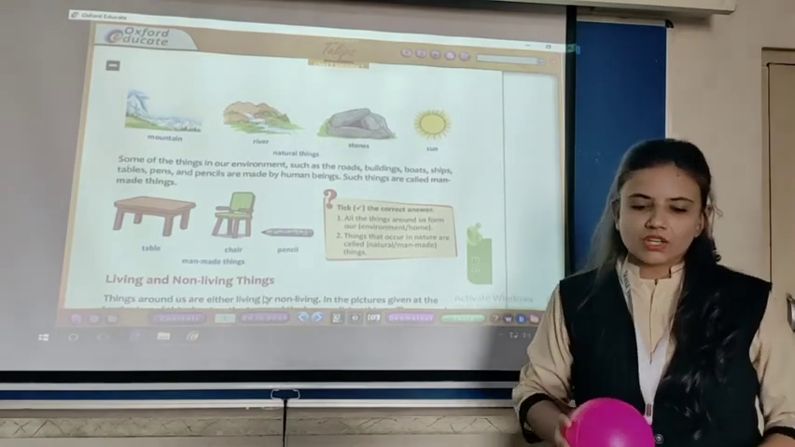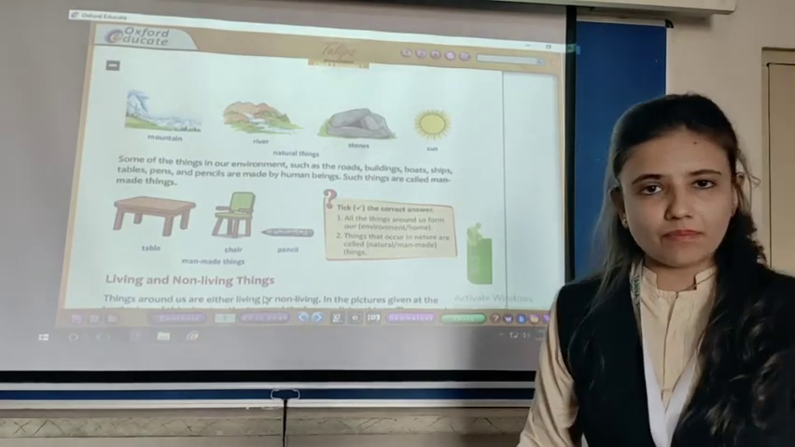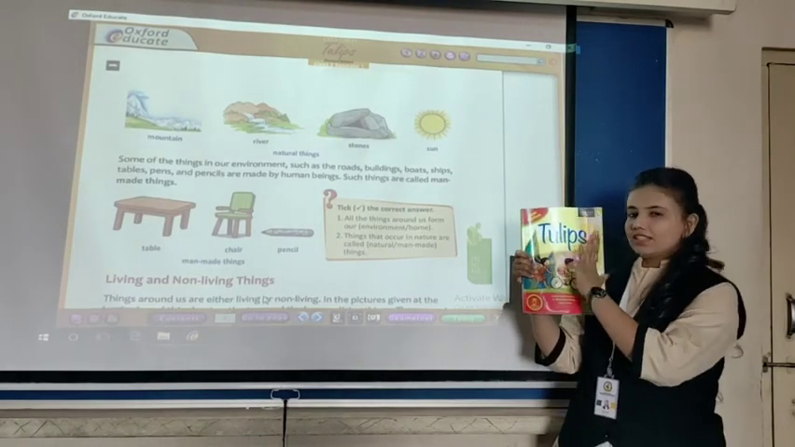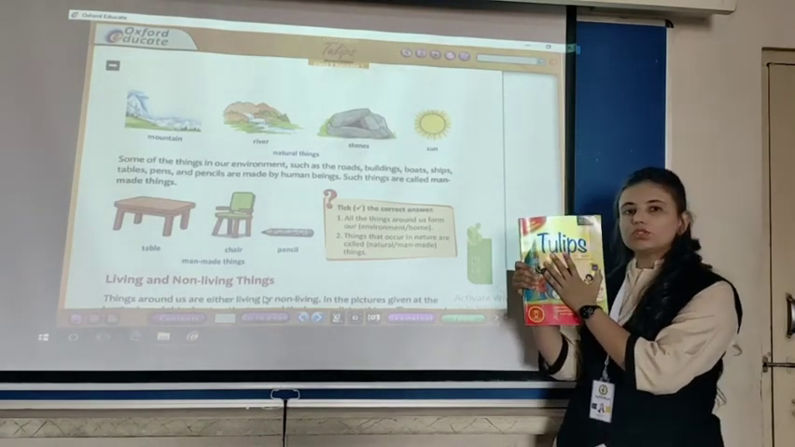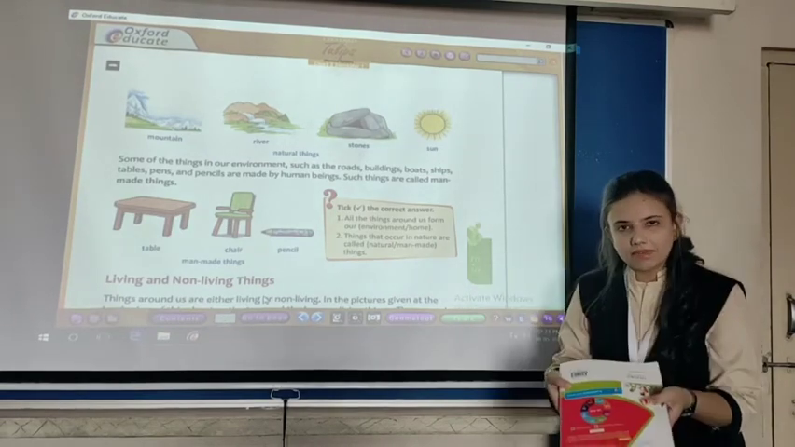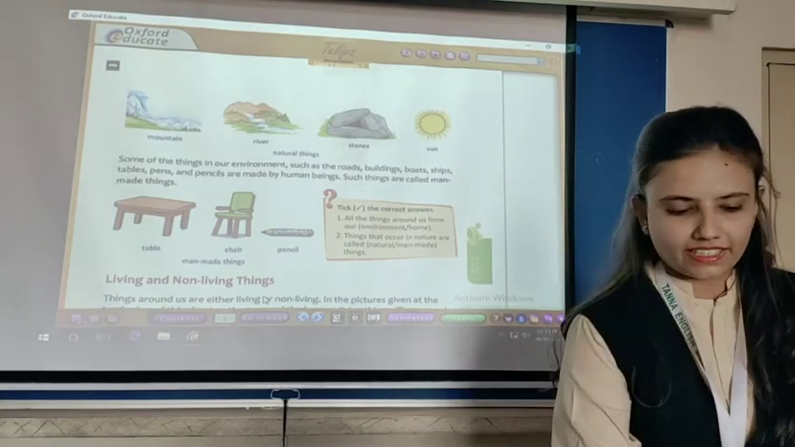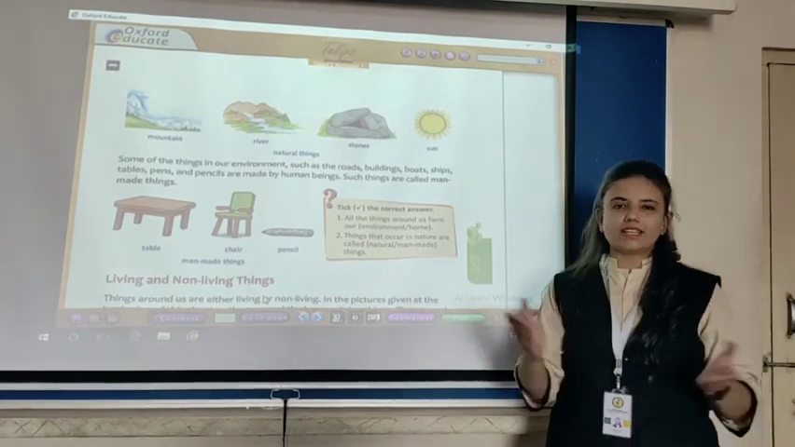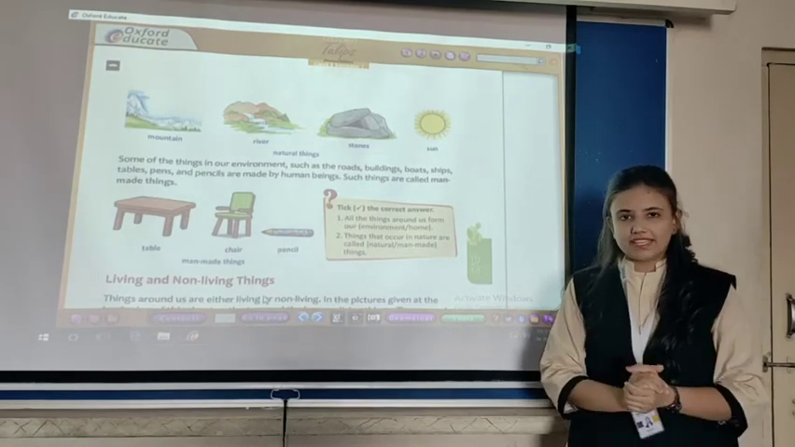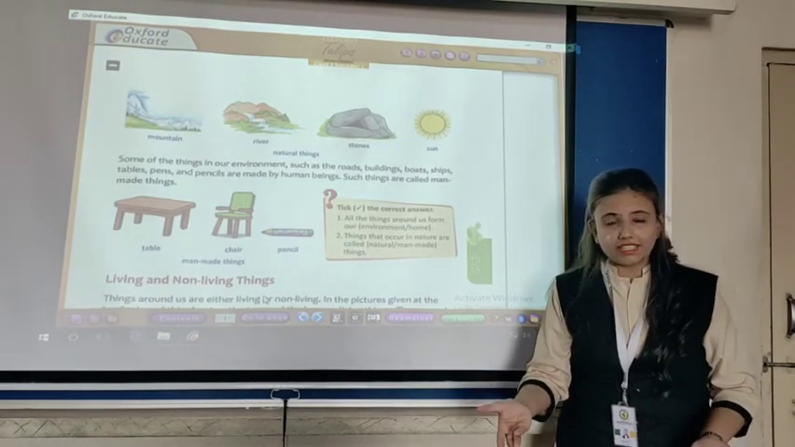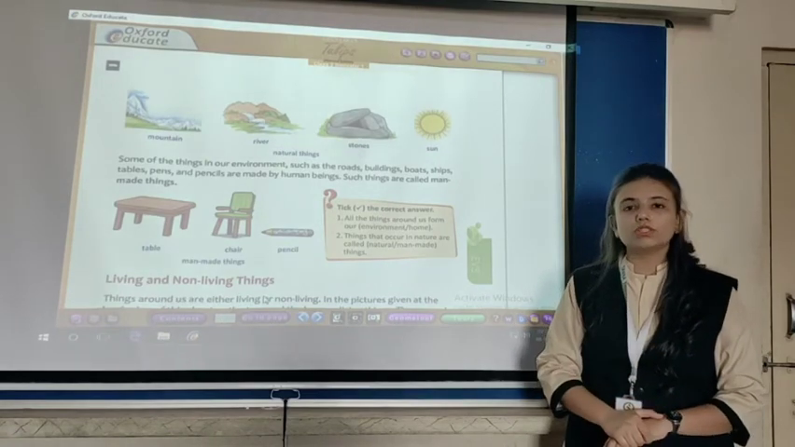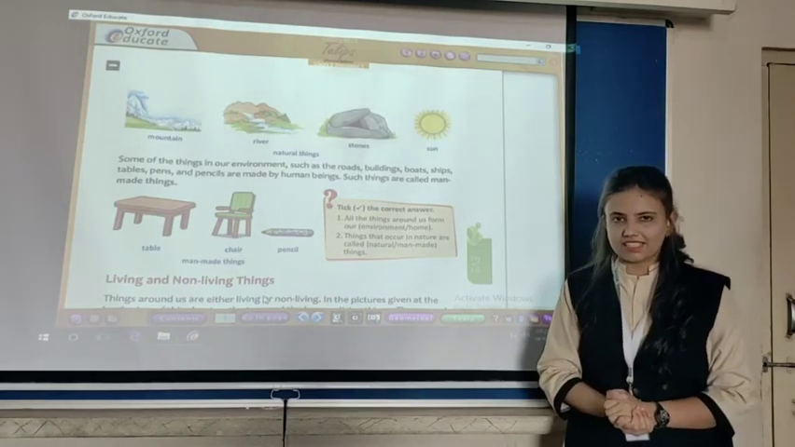man-made things. We can take another example also. This is your tulip. Yes or no? Your tulip. This also made by a human beings. So it is also called a man-made things. Like this, there are so many examples of man-made things like chair, table, pencil, our school building. Yes, this also made by human beings. So it is also called a man-made things.